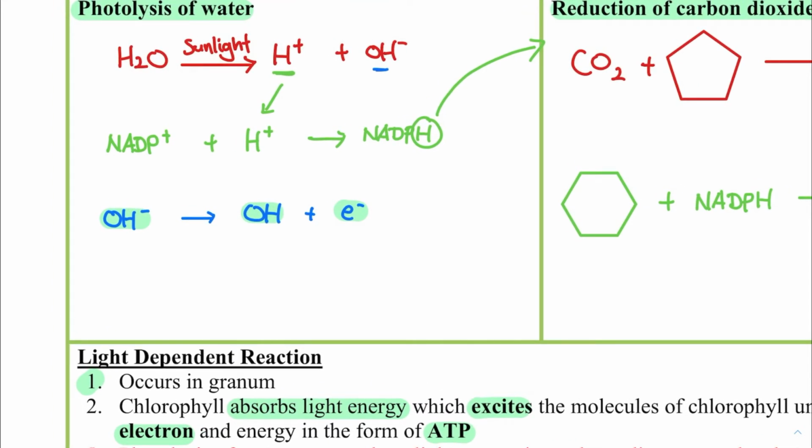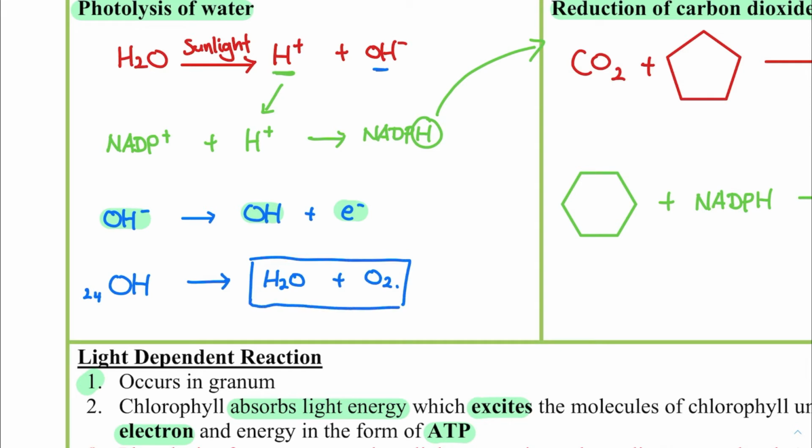Now, why do we say hydroxide groups? Because eventually, quite a number of them, to be exact 24 of them, will combine to produce water and oxygen. So these two are actually the products of LDR. This is what is produced at the end of LDR. The oxygen over here is the oxygen that we always say plants produce for humans and animals to breathe. So this is where the oxygen actually comes from, the LDR.